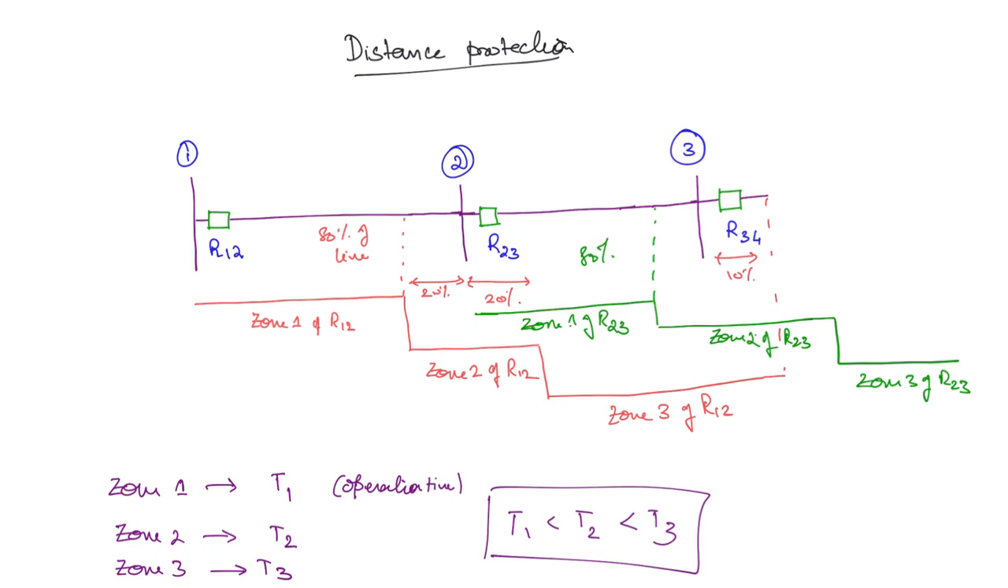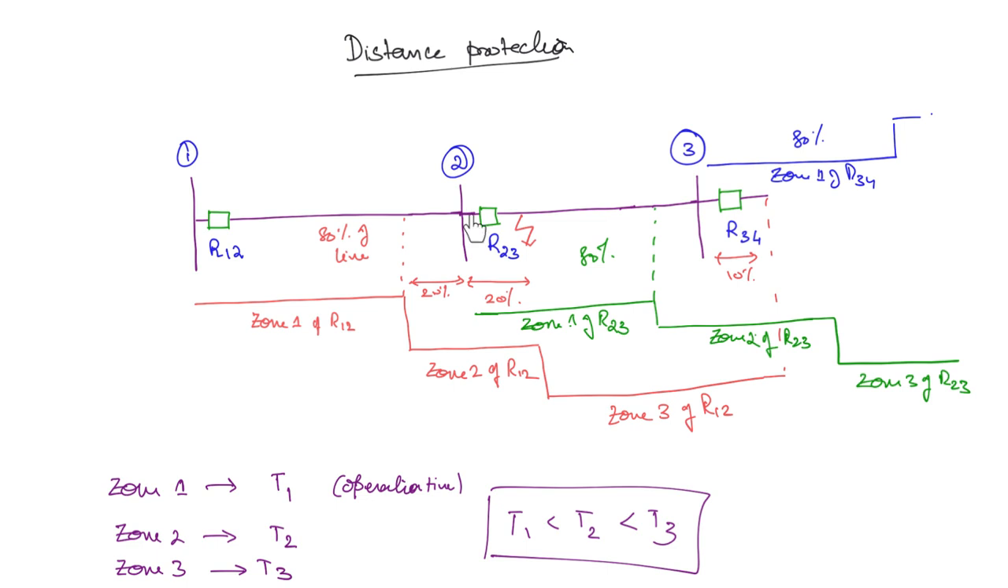Similarly for R34 you can draw the zones. So 80% of the line will be zone 1 of R34. Similarly zone 2 is going to continue like that. Now once again, if you consider a fault at this point, we will draw it here. This is the fault occurrence.